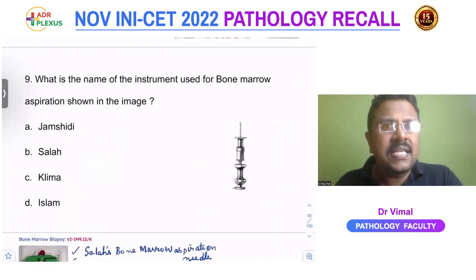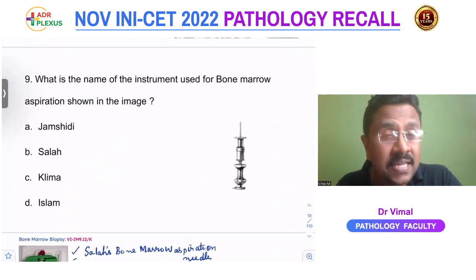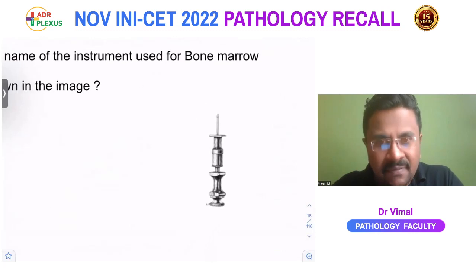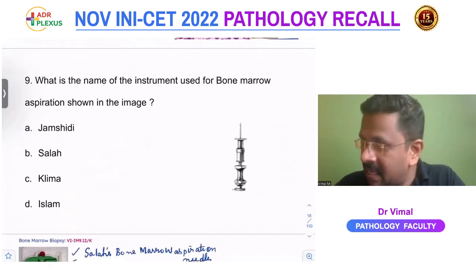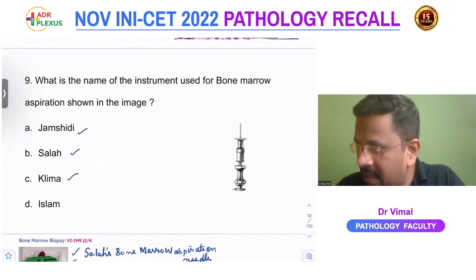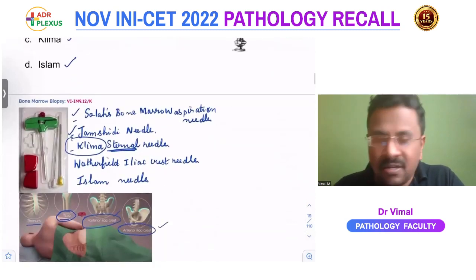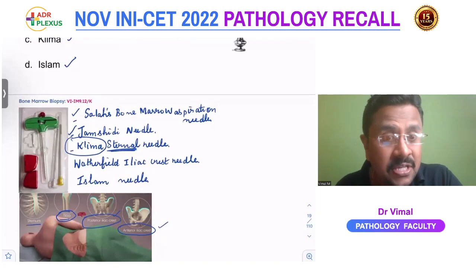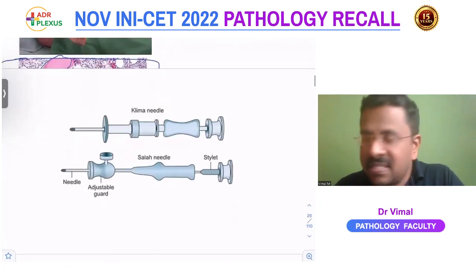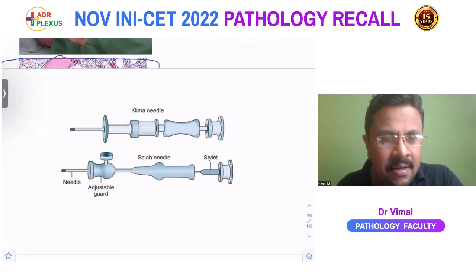Then the next question is exactly the type of bone marrow aspiration needle which we have discussed during our discussion. The same thing came here. They showed you the image of the aspiration needle and asked what it is. The options were Jamshidi, Salah, Klima, and Islam needle. We have discussed enough about bone marrow aspiration, and you can see here the difference between the Klima needle and the Salah needle. Both the Klima needle as well as the Salah needle will have a guard.